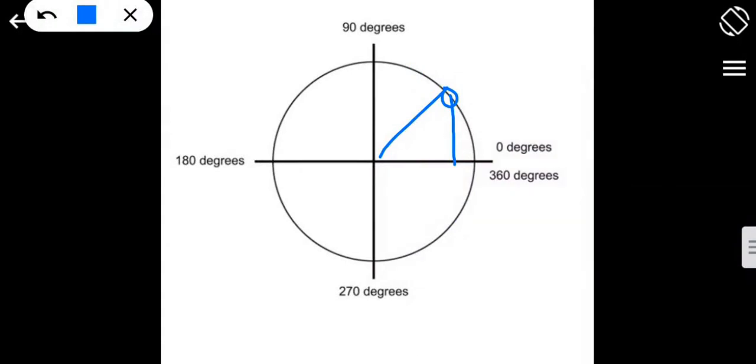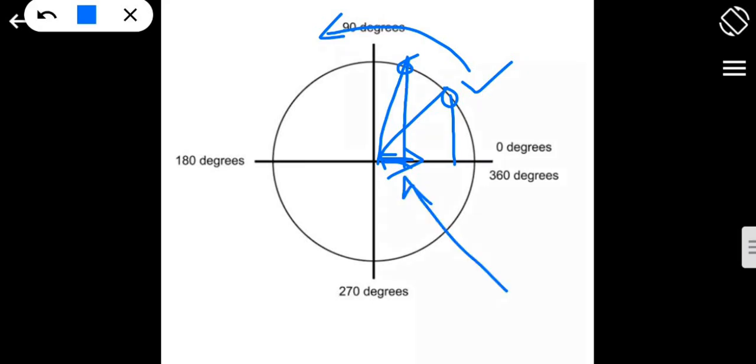When the particle is moving from this point to this point in the anti-clockwise direction, your angle is increasing. But what is decreasing? Your displacement, the distance traveled in the x-axis. The x is decreasing, right?